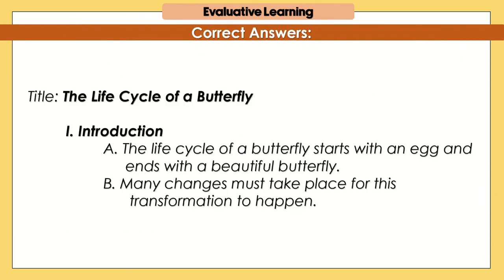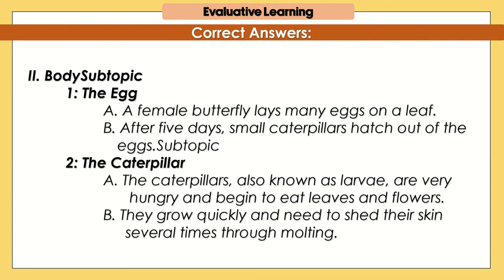Here are the correct answers. For the title, the life cycle of a butterfly. Introduction. The life cycle of a butterfly starts with an egg and ends with a beautiful butterfly. Many changes must take place for this transformation to happen. For the body subtopic, the egg, a female butterfly lays many eggs on a leaf. After 5 days, small caterpillars hatch out of the eggs.